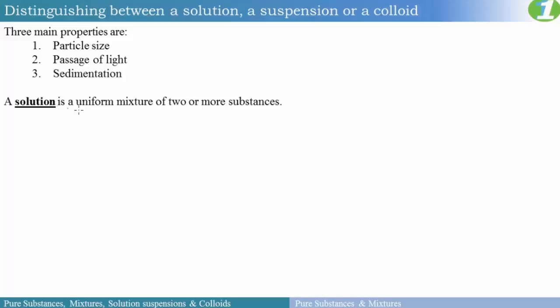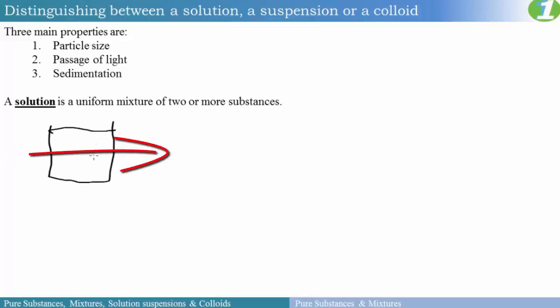So now let's look at a solution. A solution is a uniform mixture of two or more substances. In terms of particle size, in a solution, the particles are very small, so small that you cannot see them if they are completely dissolved. Because the particles are small, light will be able to pass right through the mixture without being scattered, and there are no particles large enough to settle out on standing.